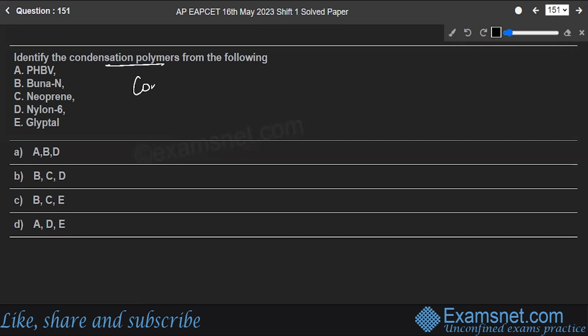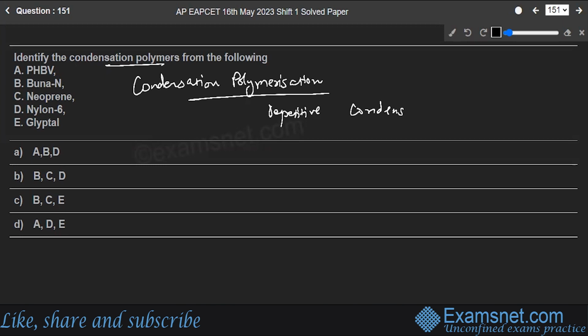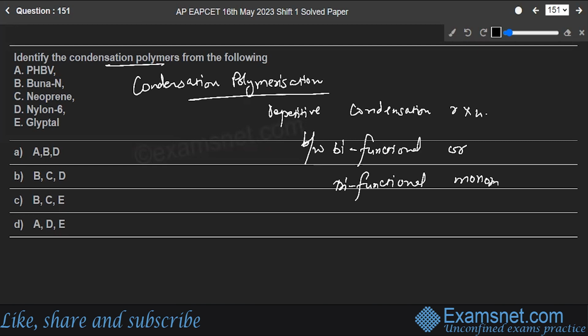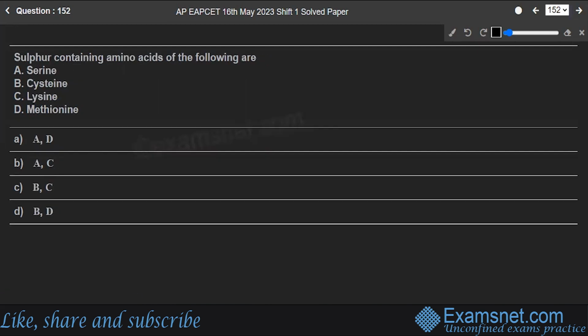Question number 151, you have to identify the condensation polymers. Condensation polymerization involves a repetitive condensation reaction between bifunctional or trifunctional monomeric units. Thus, among the given polymers, PHBV, nylon 6, and glyptal are the condensation polymers. That is ADE. Option D is the right answer. Hope you got that. Next is question 152.